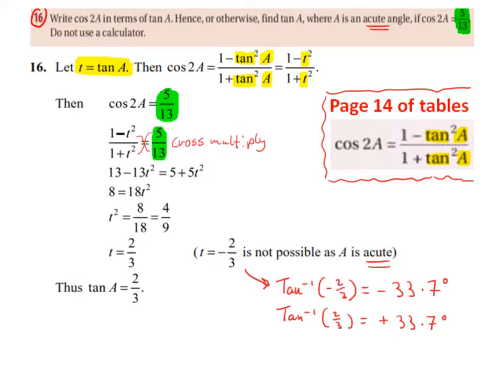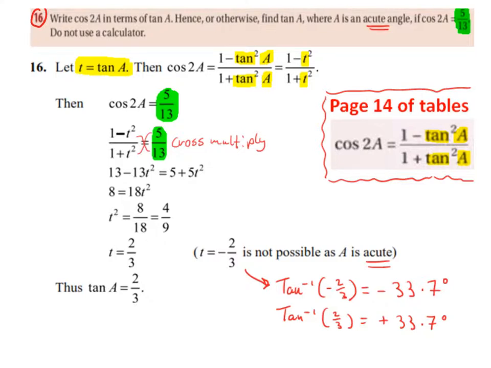So we're going to go to page 14 of our formula tables, and we will see this formula. Cos of 2A equals 1 minus tan squared A divided by 1 plus tan squared A. The reason that I'm choosing this formula is because we were asked to write cos of 2A in terms of tan of A.